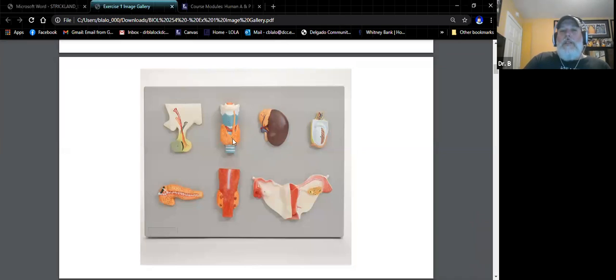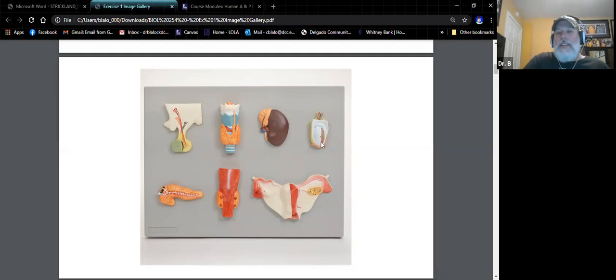Now, right here, okay, this butterfly-shaped bilobed gland, this is the thyroid gland. It's going to be located inferior to the larynx and wrapping itself just right around the front side of the trachea right there. This is the kidney, okay? This would be the left kidney right here, and that would be the adrenal gland sitting right on top of it. Now, the adrenal gland oftentimes is referred to as the suprarenal gland because it's sitting on top of the kidney, and the kidney is part of the renal system.